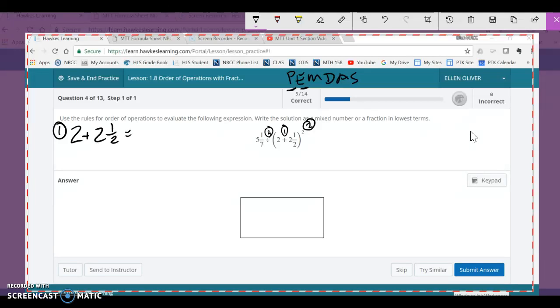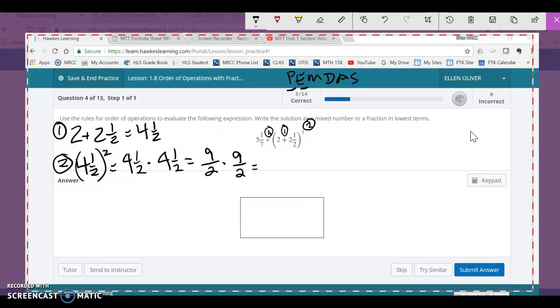That's super easy. That's just 4.5, right? 2 cups plus 2 cups and a half cup is 4.5 cups. Now I got to square that. What that means is use that 4.5 as a factor 2 times. So it's going to be 4.5 times 4.5. To do that, I've got to convert them to improper fractions. So 9 halves times 9 halves, and that'll be 81 over 4 because there's no canceling.